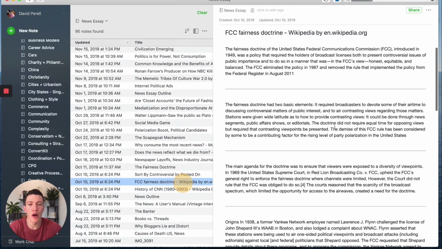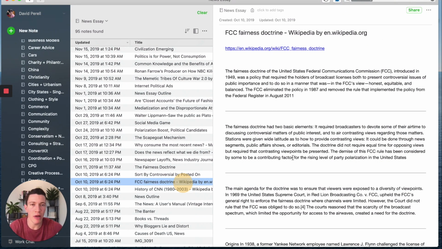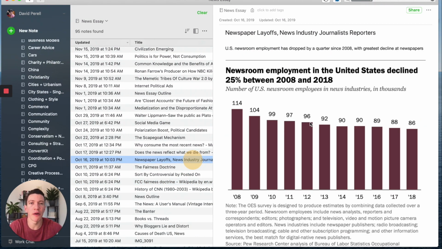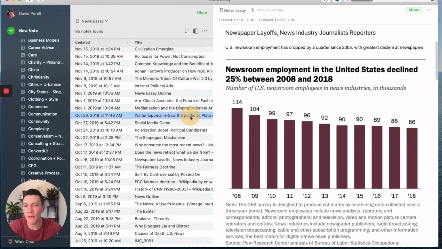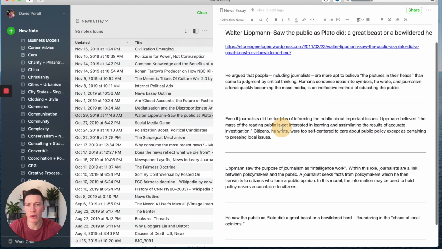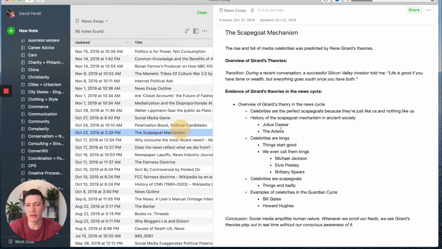Some of the notes are very matter of fact, like, what is the fairness doctrine? Okay, let's go read a Wikipedia page about this. Or like the one I showed you earlier about newspaper layoffs. And then some of them are a bit more theoretical. This is from Walter Lippmann, who was an early media analyst critic in the early 20th century. Then some ideas about the scapegoat mechanism. This comes from an anthropologist named René Girard. So you'll see I'm pulling from some ideas that are very matter of fact and then some that are a bit more heady and just trying to combine it all.